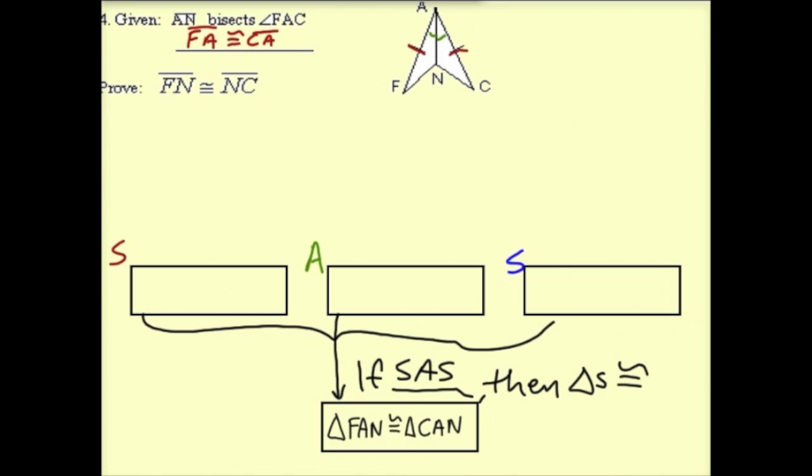Hopefully this stuff is starting to look familiar to you now. So the red sides, that was FA and CA. And from those congruence marks on the drawing, that's just given information for us. The angles, the green angles, let's call them angle FAN and CAN. The fact that those two angles are congruent was established from this given piece of information. Right? AN bisects angle FAC. And what does bisect mean? It means cut in half. So we need that as a statement.